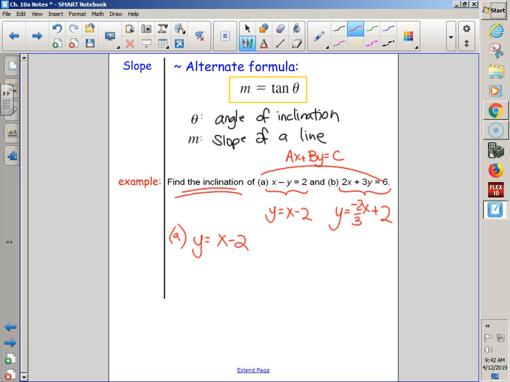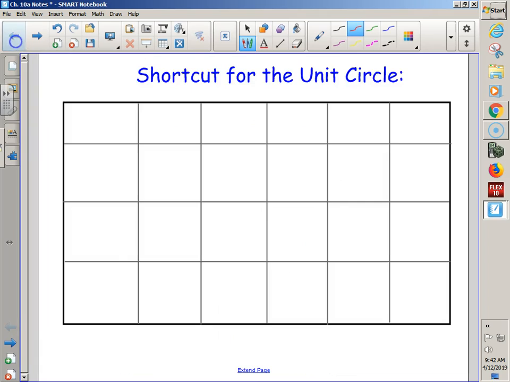who is the m? 1. And if m equals 1, can't I say 1 equals tangent of theta? Ooh. Does anybody notice what showed up at the very beginning of my notes?